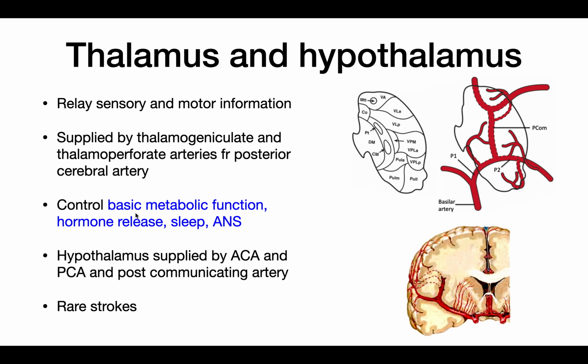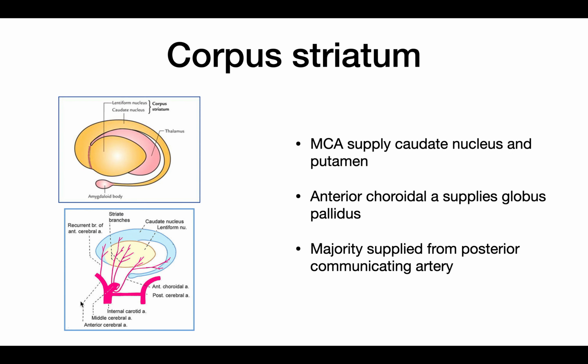Hypothalamus is going to control the basic metabolic functions, and that's going to be supplied by the anterior circumferential artery and the posterior cerebellar artery and the posterior communicating artery. And rarely do these places really have strokes.